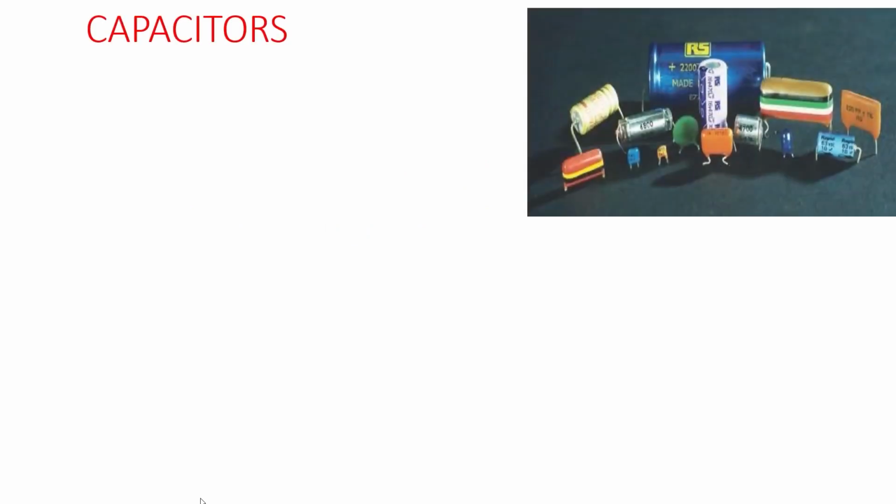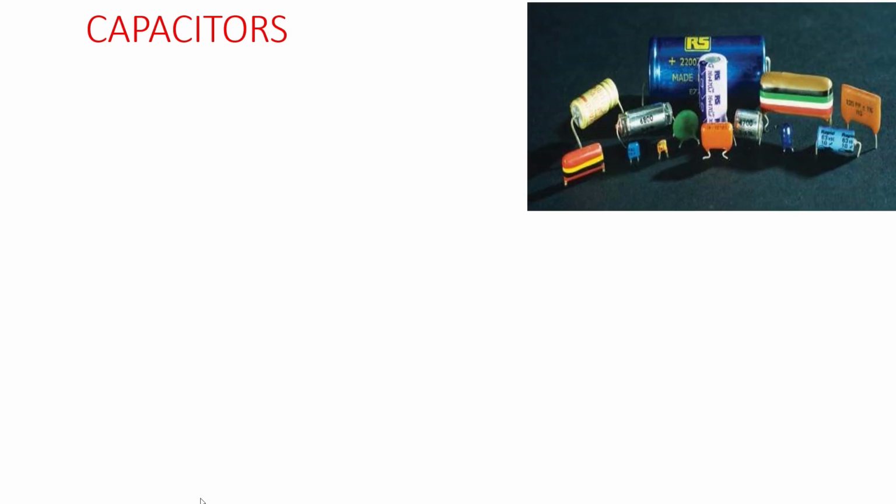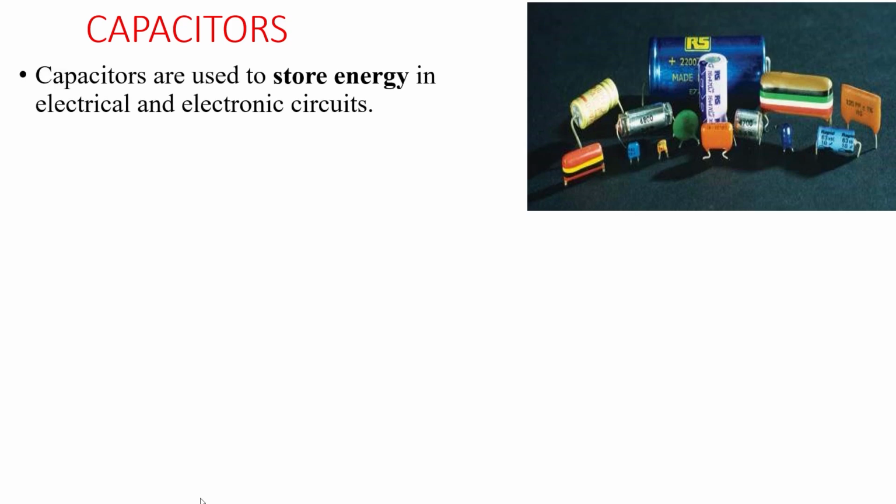So capacitors, what are capacitors? A capacitor is an electrical device that stores electrical charge and electrical energy, and it is usually used in modern computers, in mobile phones, in different electronic devices. So capacitors are used to store energy. Which type of energy? Electrical energy in electrical and electronic circuits.